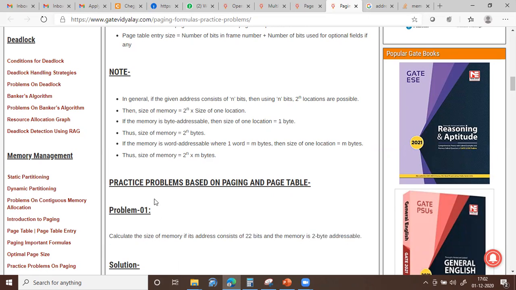So what does it mean? First, let us try to understand the question. Calculate the size of the memory if its address consists of 22 bits. That is, to address a memory, we are using 22 bits.